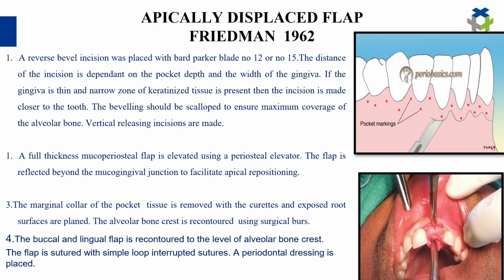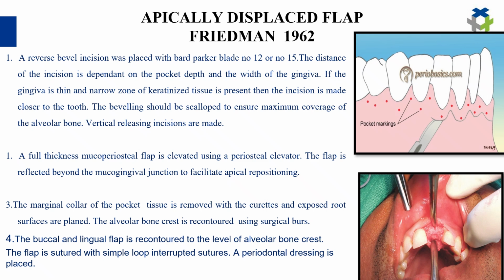You can see here, the reverse bevel incision was placed with the Bard-Parker blade number 12 or number 15. The distance of the incision is dependent on the pocket depth and the width of the gingiva. If the gingiva is thin and a narrow zone of keratinized tissue is present, then the incision is made closer to the tooth.